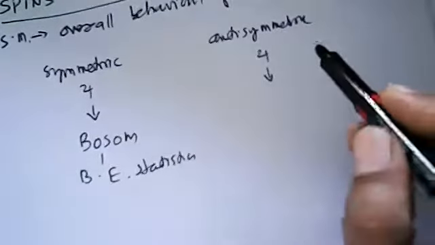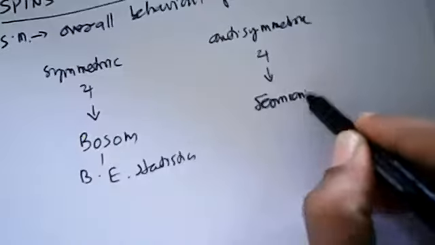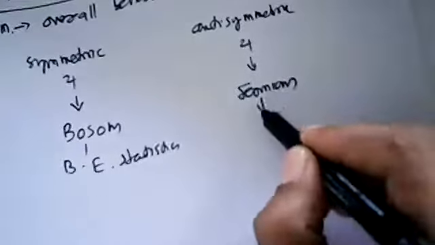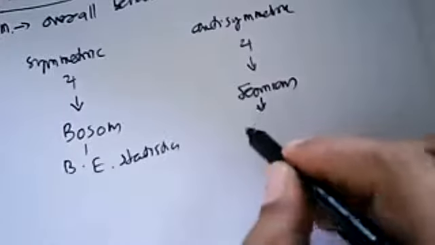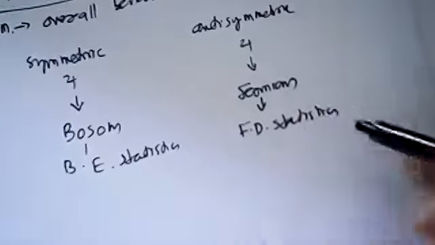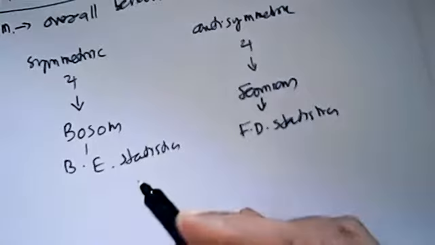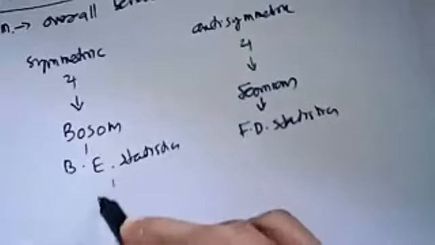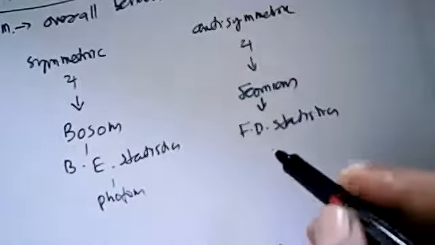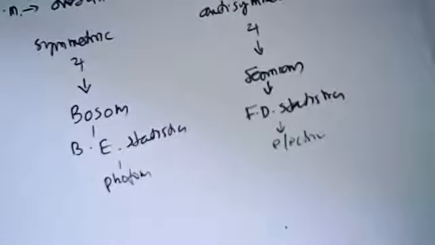Now, the systems which obey antisymmetric wave functions are known as fermions, and the statistics dealing with the overall behavior of fermions is known as Fermi-Dirac statistics. These things are all known to you because Sudhir sir has already told all these things. So examples are photons obey BE statistics, and electrons, neutrons, protons, etc. obey FD statistics.